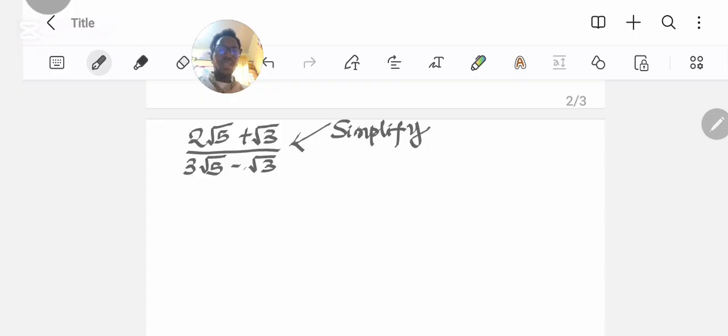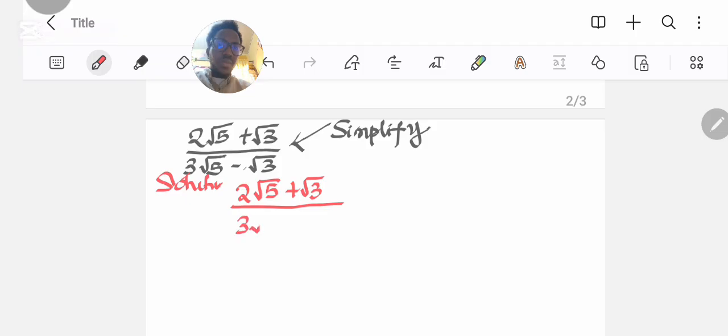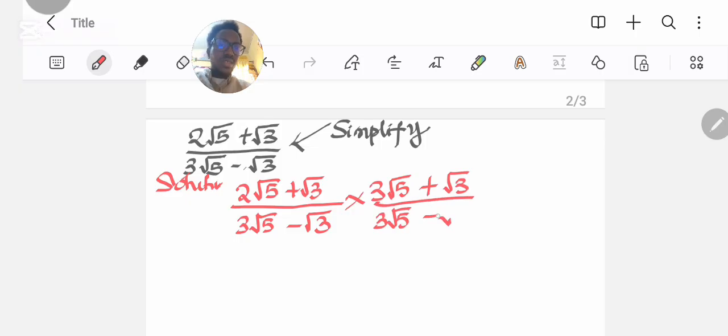Okay, so here we have another question. We've been asked to simplify the question that we can see on the screen. To solve this, very easy. So let's proceed with our solution. We can just say 2 root 5 plus root 3 all over 3 root 5 minus root 3 is going to be times 3 root 5. The conjugate of this is changing the sign that connects the denominators.